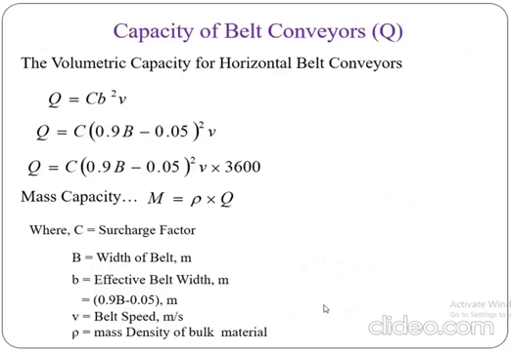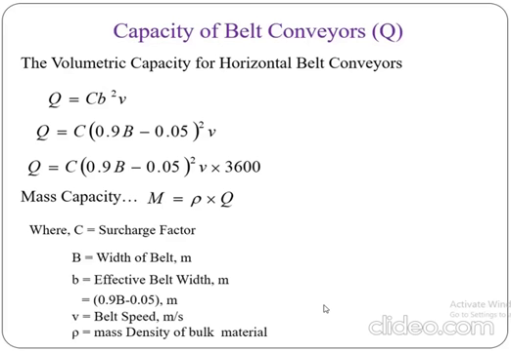Then if you talk about the capacity of the belt conveyor, that is capital Q, the volumetric capacity for a horizontal belt conveyor can be calculated as Q is equals to C into B square into V, where C is the surcharge factor, B is the width of the material storage on the belt or effective belt width, and obviously V is the belt speed in meters per second. Another formula that can be used: Q is equals to C into (0.9 times capital B minus 0.05) square into V.